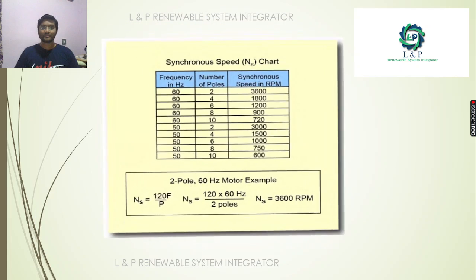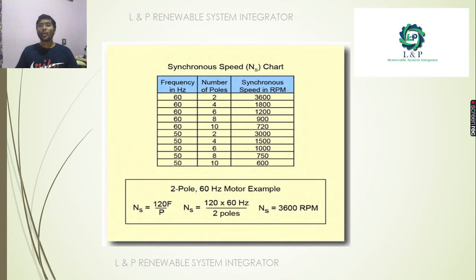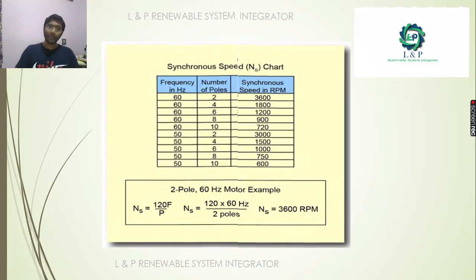And we need to know what synchronous speed is. Based on the number of poles, we can change the synchronous speed, that is nothing but the rpm of a motor. For example, the formula is 120 f by p. If you have a frequency of 60 hertz and a number of poles of 2, then its rpm is 3600. Like this, by changing the number of poles with the same frequency, we can change the speed of these motors.